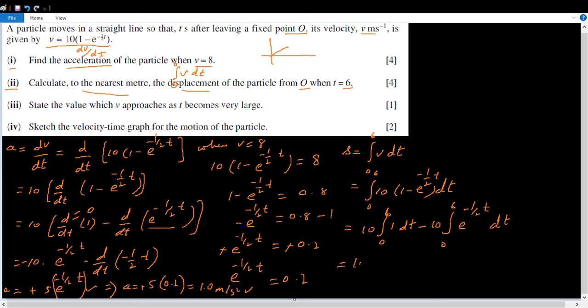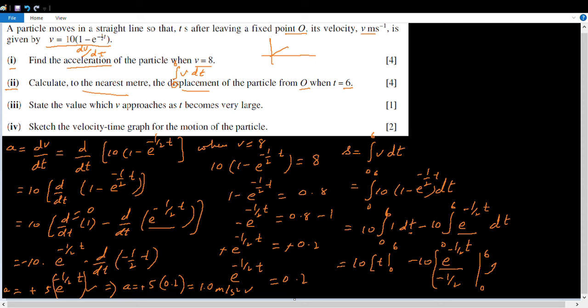The integration of the constant is always the variable, so it will be t from 0 to 6, and this is minus 10, and the integration of the exponential function is always the same, so e power minus 1 over 2t, and when you take the derivative of the exponent, it will be minus 1 over 2, and with that factor you will divide. Maybe you know the rule of integration of exponential functions. So it will be from 0 to 6.